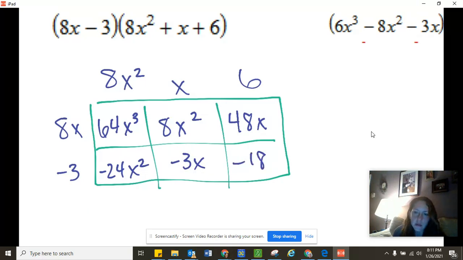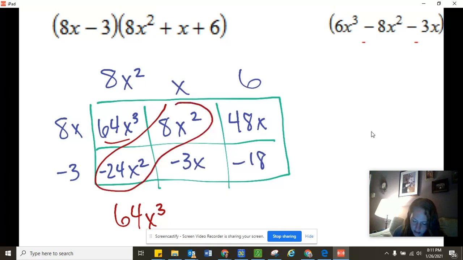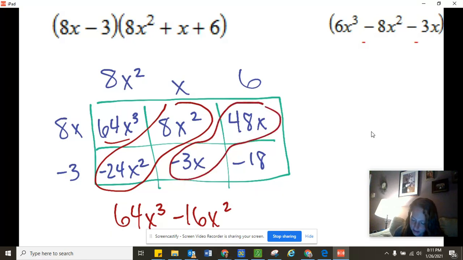So now I just have to combine like terms. This guy's by itself, so I'm just going to bring him down. These are my two x squared, so I add those together and I get negative 16x squared. I add together both my x's and I get 45x. Then he's by himself, so then negative 18 just comes down. And there you go. That is that simplified. Okay.